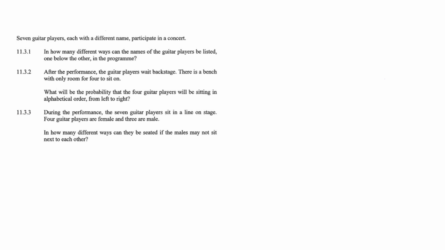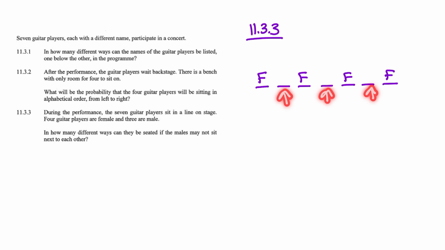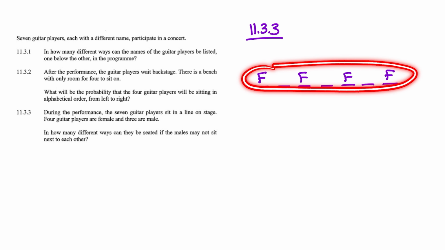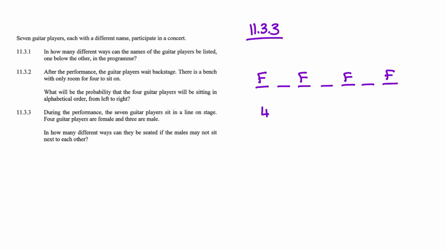11.3.3. During the performance, the 7 guitar players sit in a line on stage. 4 guitar players are female and 3 are male. In how many different ways can they be seated if the males may not sit next to each other? Now this question is a little bit tricky. So we have 7 seats, and let's say we start with a female player. So it's female, female, female, female. That leaves room for males in the seats in between. Now the way in which these 4 females can be organized is 4 factorial.